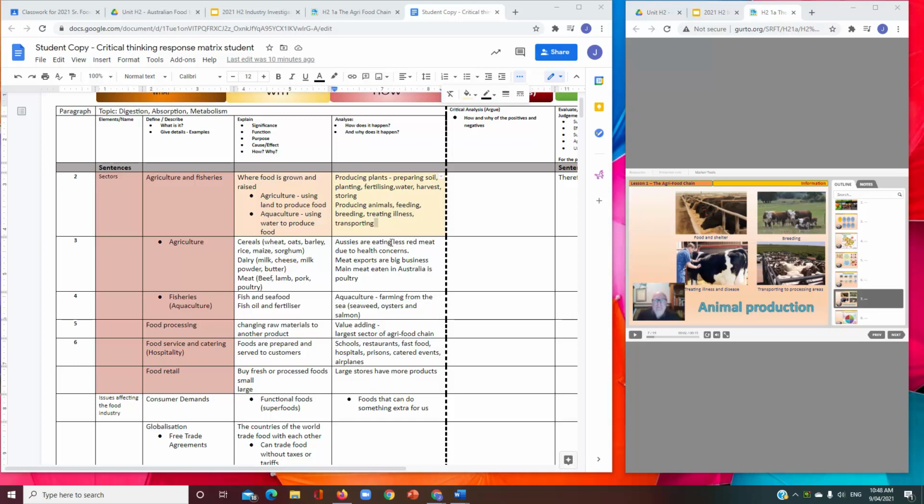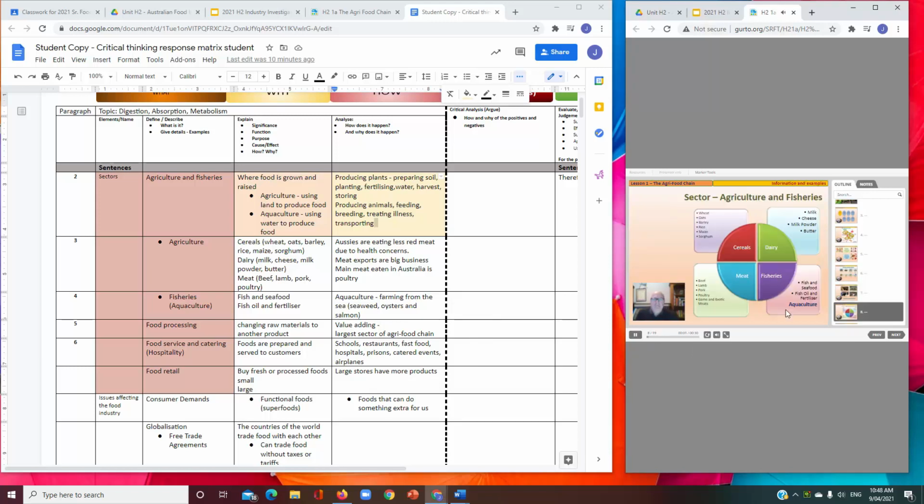Now be sure to check where you're putting this information. Is it under the word itself? Is it under the explanation and description and examples? And is it under the how and why does this happen? So we'll go to the next slide here, which talks about agriculture and fisheries, the first sector.